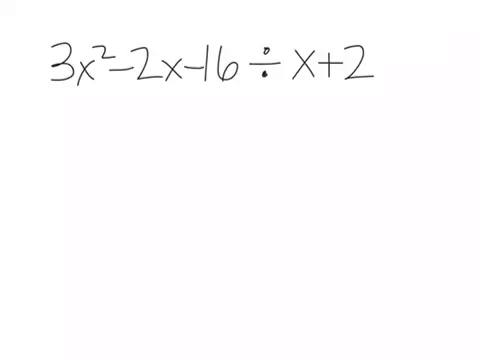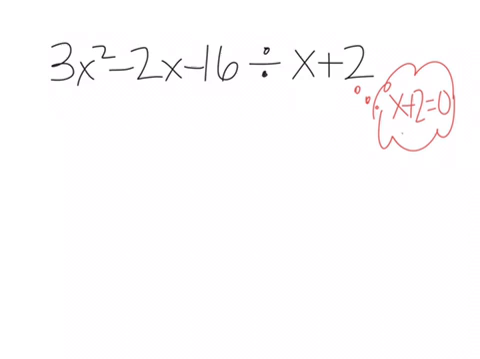Okay, so here is a synthetic division example. So here's our problem. The first thing that you want to do is look at the divisor here. You need to think in your head, this is certainly not something you have to write down, what's the solution to x plus 2 equals 0, which is pretty clearly negative 2. So in that little box thing, you put negative 2.